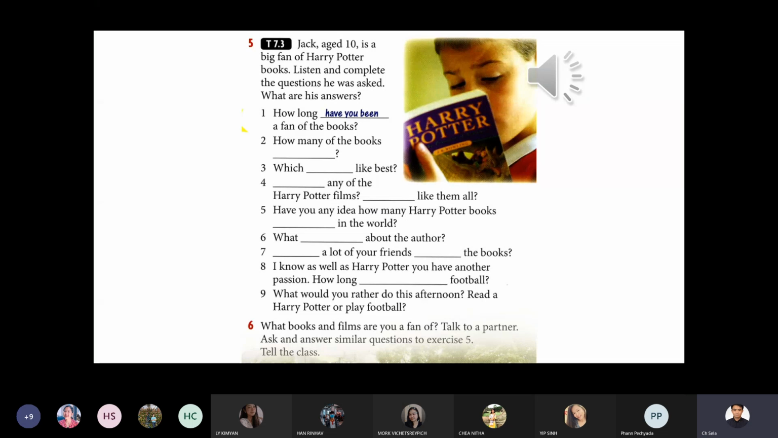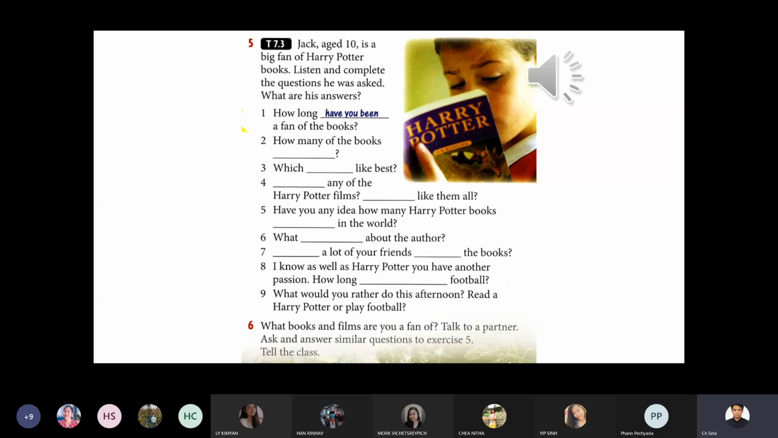And what do you know about the author? I know it's J.K. Rowling, and she's got 2 children. I wonder if they've read their mum's books. She has 3 children, actually. Have a lot of your friends read the books? Yes, every single one. What? All your friends? Yeah, definitely. All of them. That's amazing.